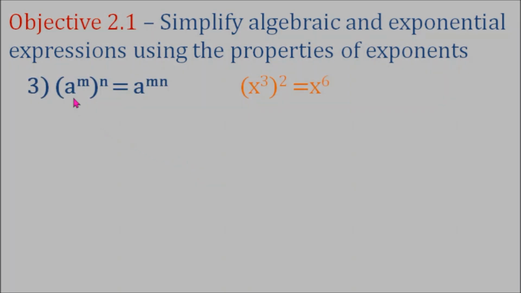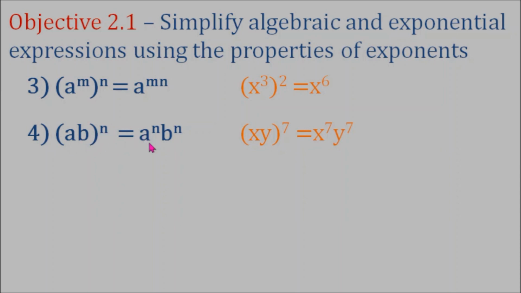Number 3: a to the power of m, raised to another exponent n, is equal to a to the power of m times n. That means we are going to multiply the exponents. Example, if we have x to the power of 3 raised to another exponent 2, that's x to the power of 6. Law number 4: the quantity a times b to the power of n equals a to the power of n times b to the power of n.